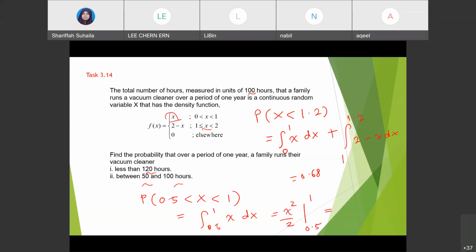What is the value for your probability? Okay, boleh ya? Okay, so you get 0.375, ya. So itu konsep dalam kita punya continuous random variable. So check on your range, which range gives you the value lah, ya.